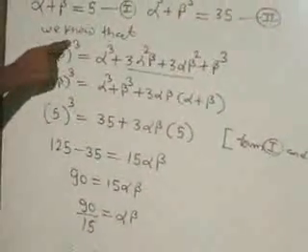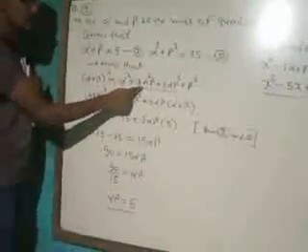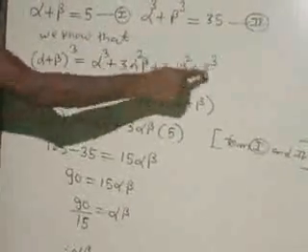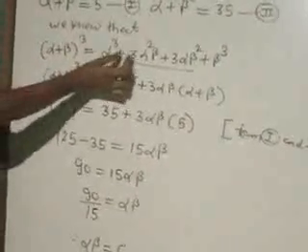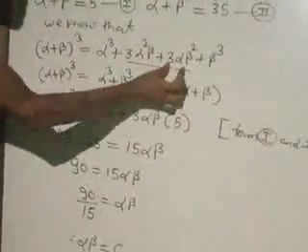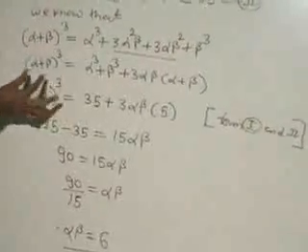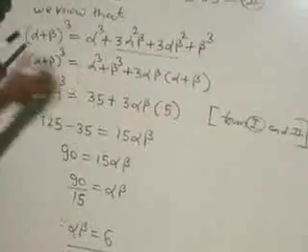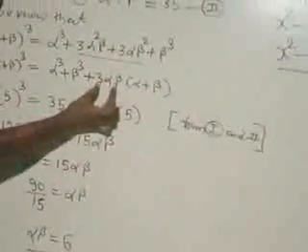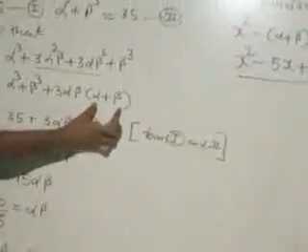(a plus b) bracket cube, a cube plus 3a square b plus 3ab square plus b cube. Here (alpha plus beta) bracket cube, alpha cube plus 3 alpha square beta plus 3 alpha beta square plus beta cube. (Alpha plus beta) bracket cube, (alpha cube plus beta cube) close, and these two terms 3 alpha beta common into bracket alpha plus beta.